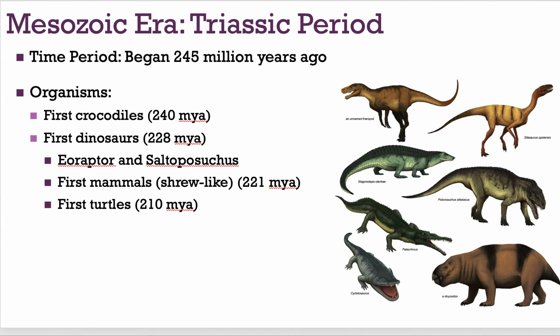All right. Now we're moving into the Mesozoic era, which was the Triassic period. It began 245 million years ago. So the first crocodiles arrived and the first dinosaurs arrived. The first mammals arrived, which were very shrew-like, as well as the first turtles. So the first dinosaurs, remember, were in the Triassic, in the Mesozoic era.